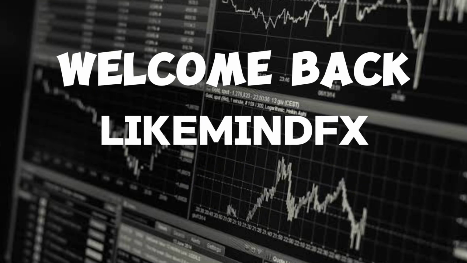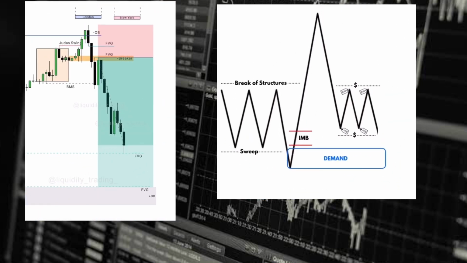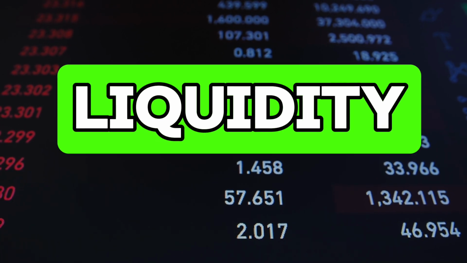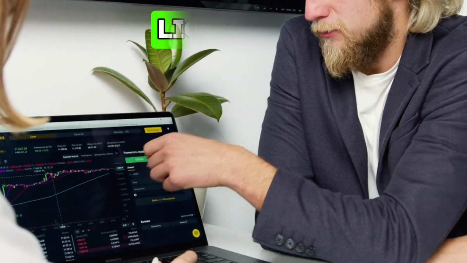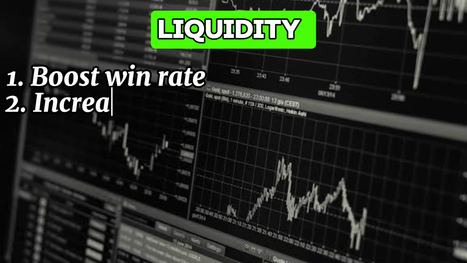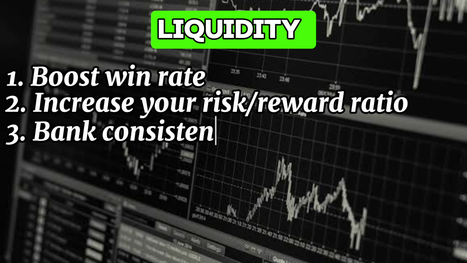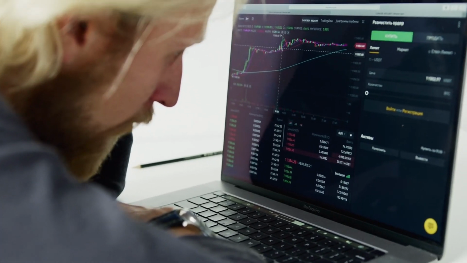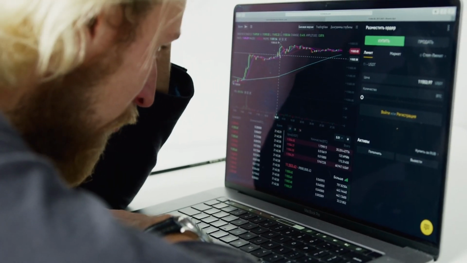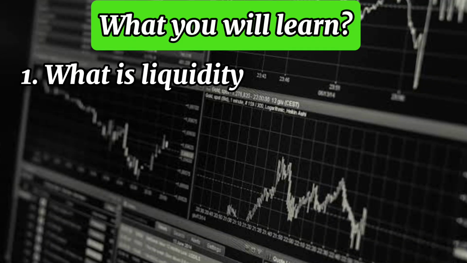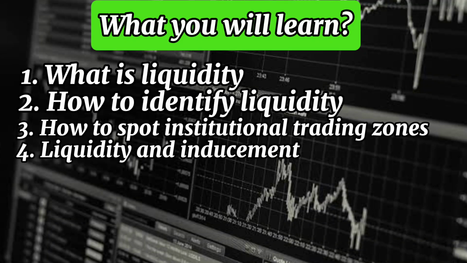So in today's video, we're going to be talking about the concept of liquidity. If you master the concept of liquidity, you'll be able to drastically improve your win rate, increase your risk to reward ratio, and then you'll be able to bank consistent profit in the market. Know that consistency equals what? Consistent results.